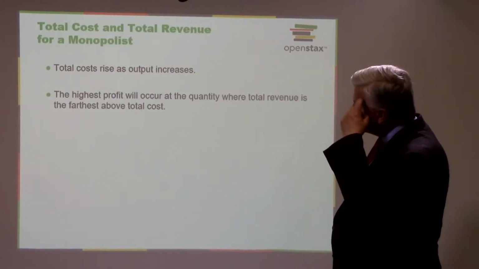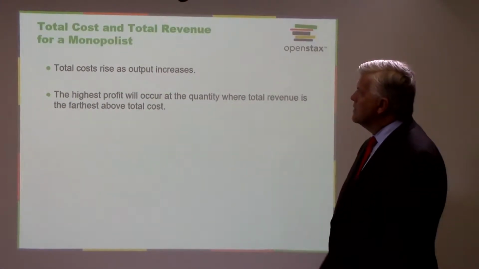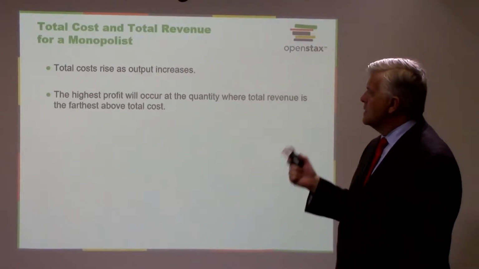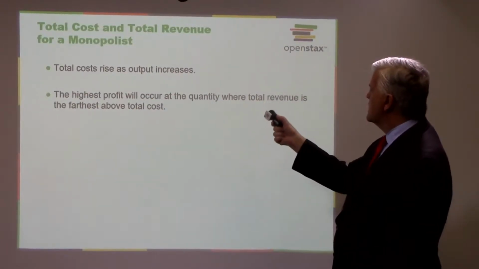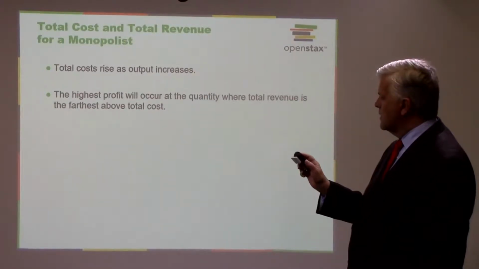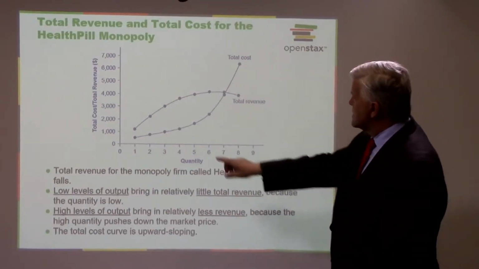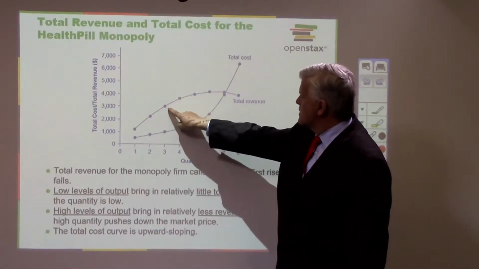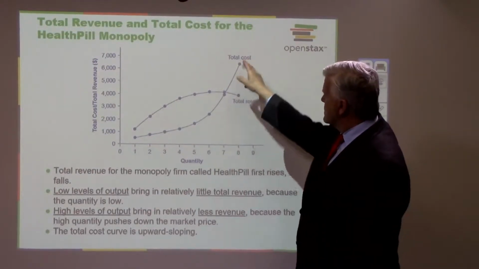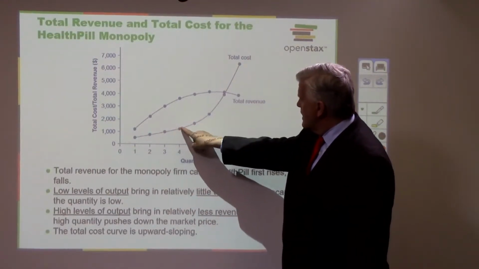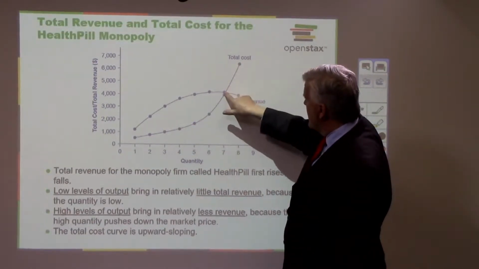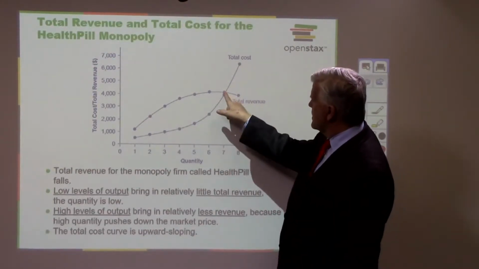Okay, so let's take a look at total cost and total revenue. First of all, total costs rise as output increases. That's not surprising, right? Second, the highest profit will occur at the quantity where total revenue is farthest away from the total cost, right? So let's take a look at that. You can see total revenue, it's rising, and it's rising at an increasing rate. It maxes out, and then it declines. The total cost rises at an increasing rate, very quickly and very steeply, and then crosses the total revenue curve. This is called the break-even point.